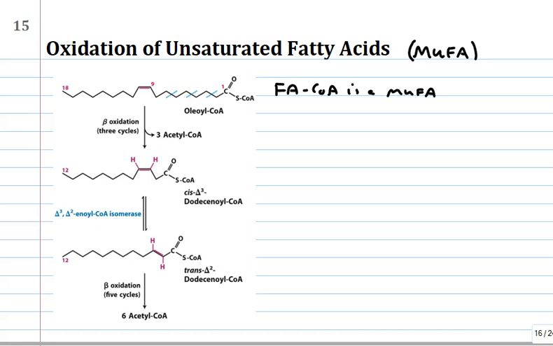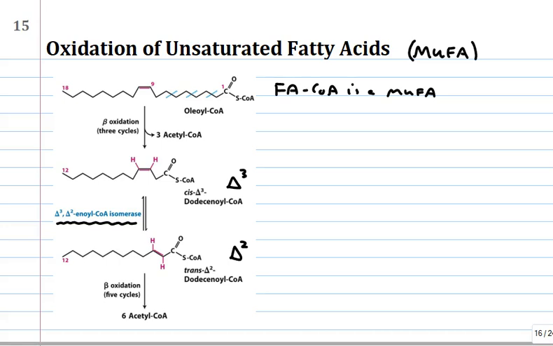Well, guess what? We don't need that. We need trans delta 2. So when you have a MUFA, everything goes the same as a saturated fatty acid until you get close to this double bond that you encounter, and you get a cis delta 3 intermediate instead of a trans delta 2. Well, guess what? We have an enzyme for that. Delta 3 delta 2 enoyl CoA isomerase. Again, this converts a cis delta 3 to a trans delta 2.